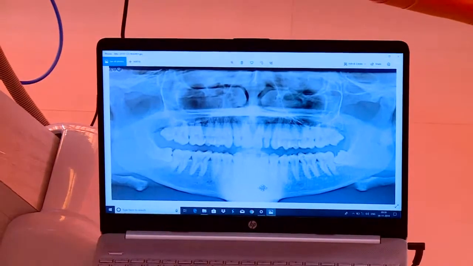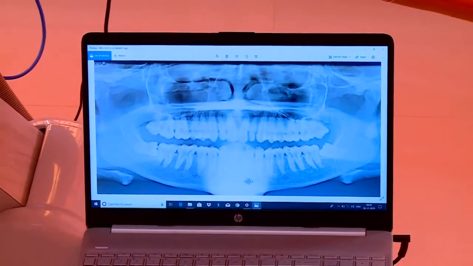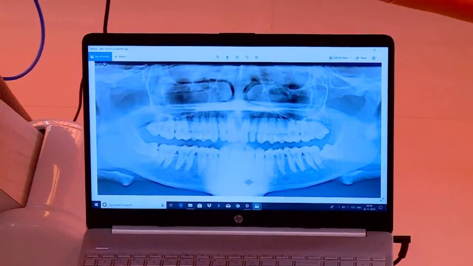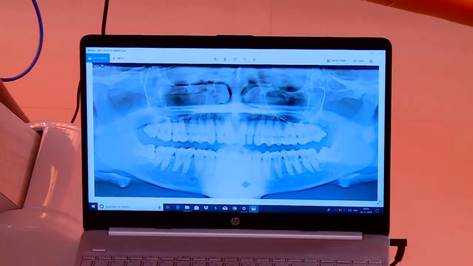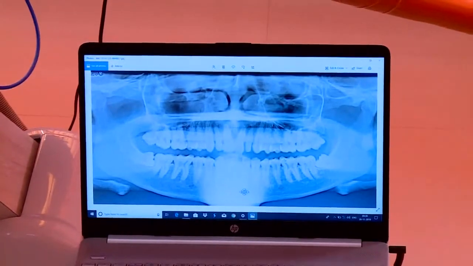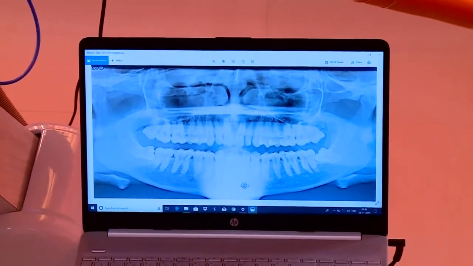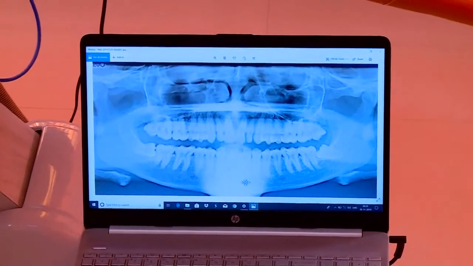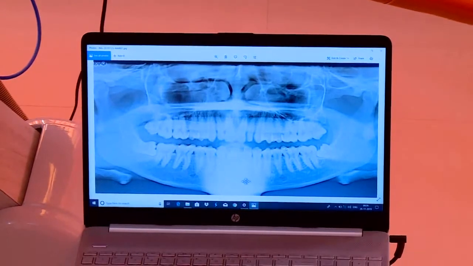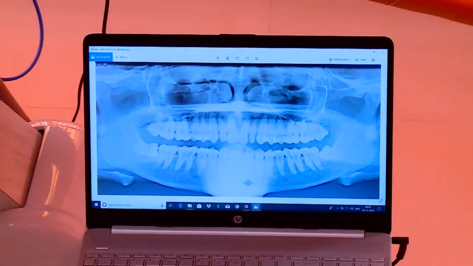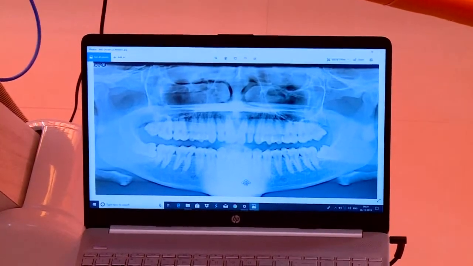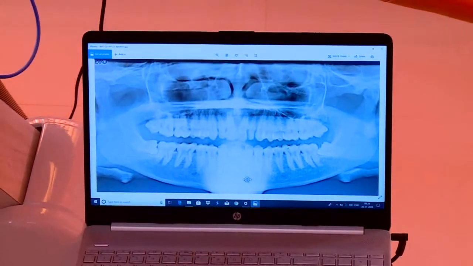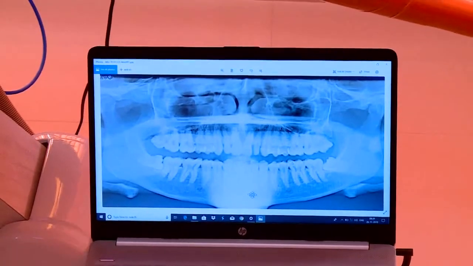Then you also have to see the ascending ramus and the external oblique ridge of the patient. That shows you the external oblique ridge. The ascending ramus comes down up to the first molar as the external oblique ridge. So when you see the cases, always look in the OPG for the external oblique ridge, because with the external oblique ridge, it is going to be more difficult to extract the tooth.